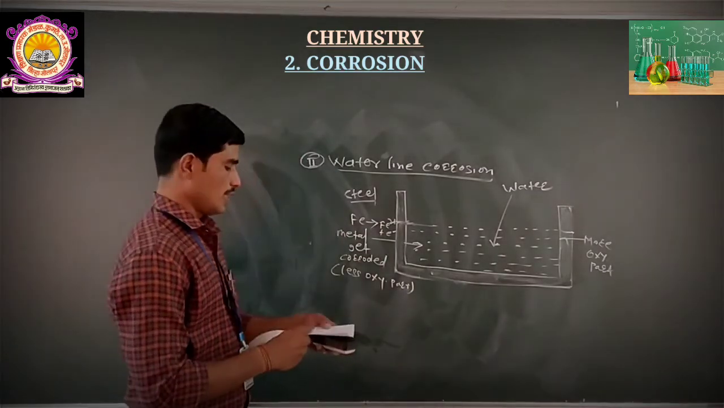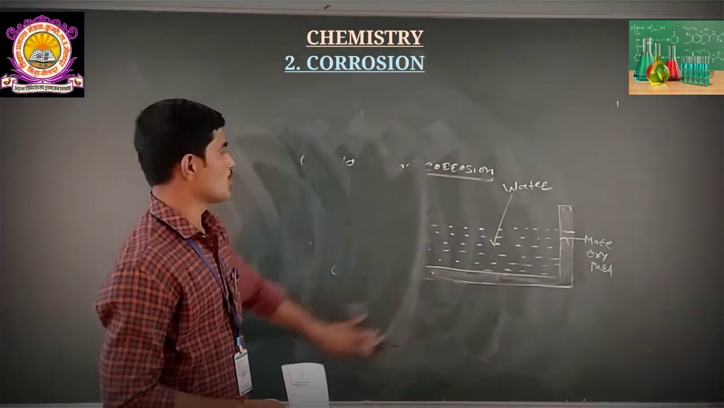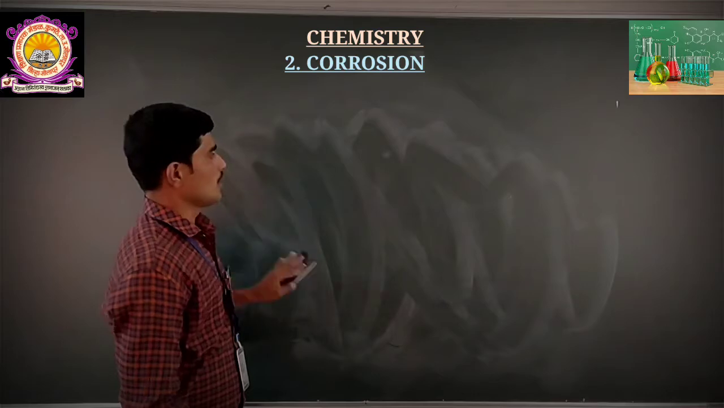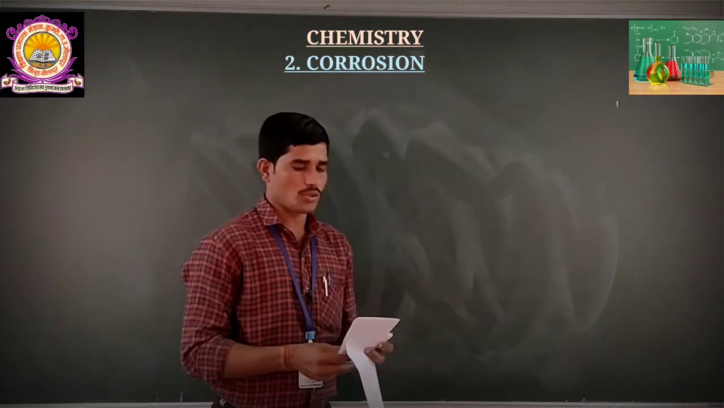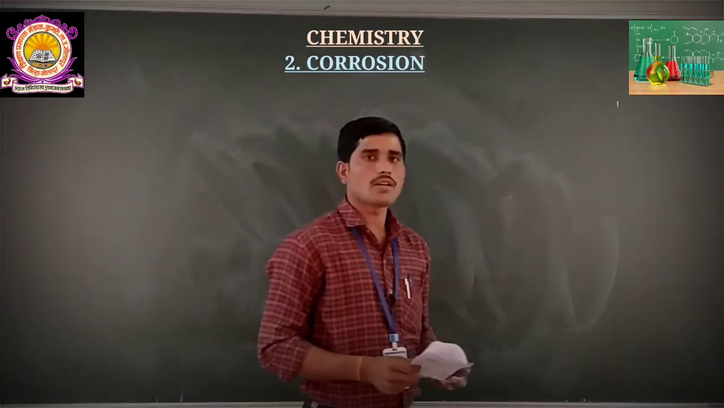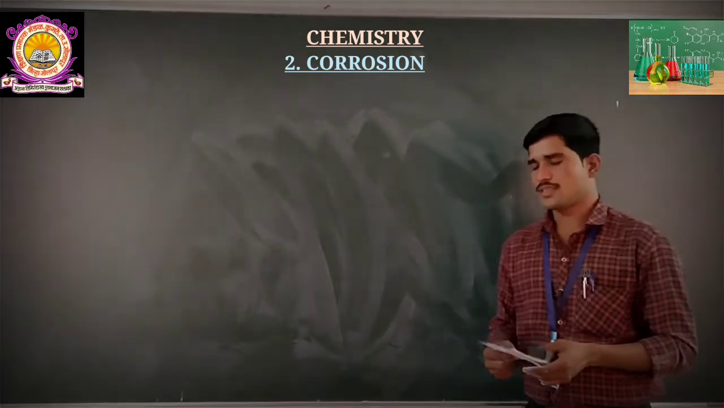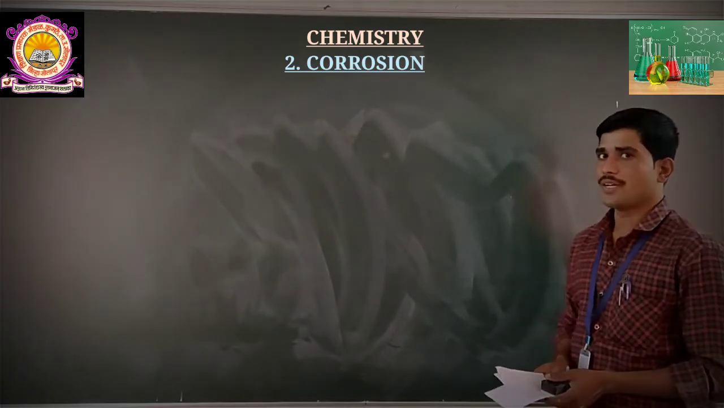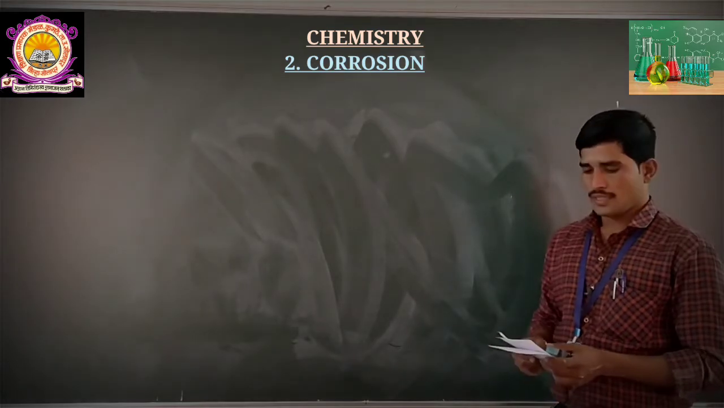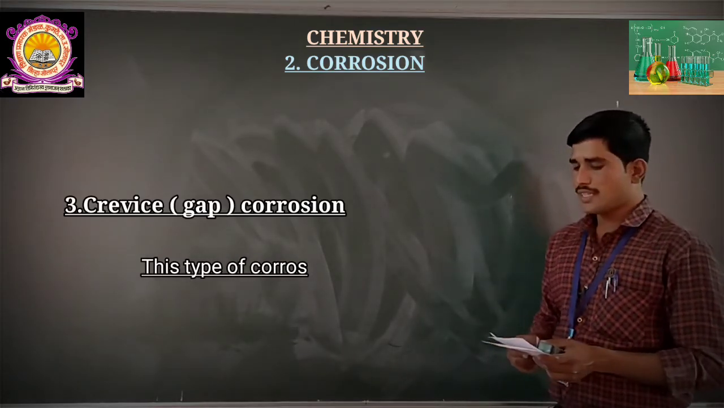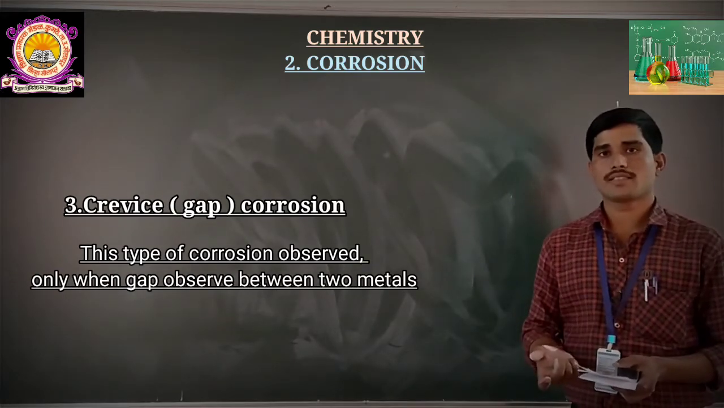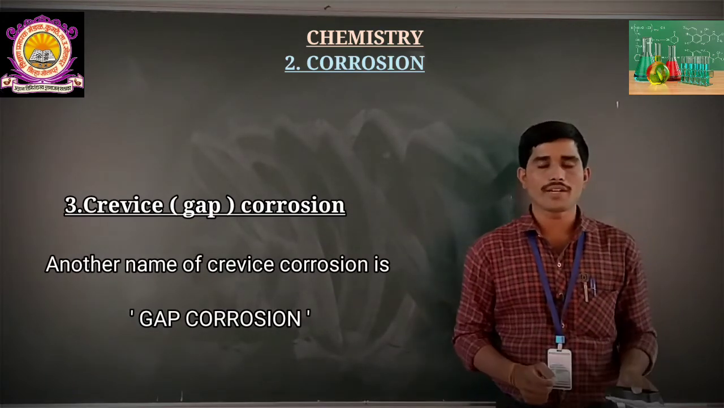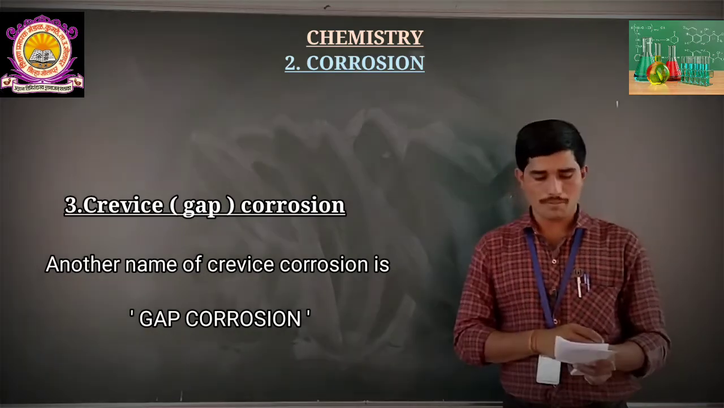Now, the third type is crevice corrosion or gap corrosion, and these two are very important types to understand. We are going to understand some concepts of crevice corrosion. So let's see the important points. It occurs when a gap is formed in between two metals. Crevice corrosion is also called gap corrosion. This will be observed only when the gap is formed between two different metals.